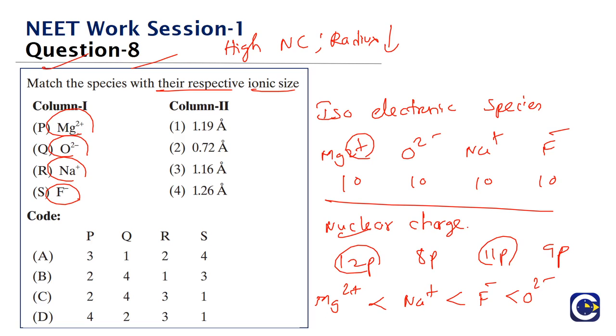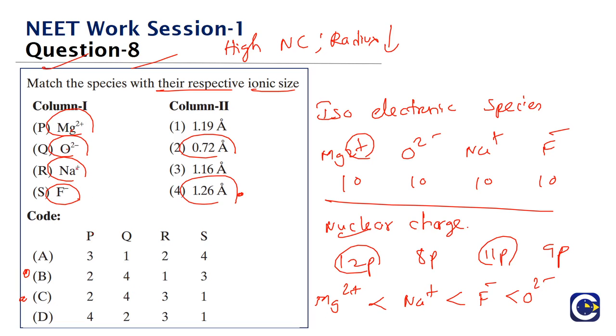Among these, P is Mg2 plus. Look at where we have the least radius. 0.72, which means P should be matched to 2. So P is matched to 2 in both options B as well as C. Then O2 minus will have the highest value. What is the highest value here? You can see 1.26. So Q should be matched to 4. You can see both of them are coinciding.